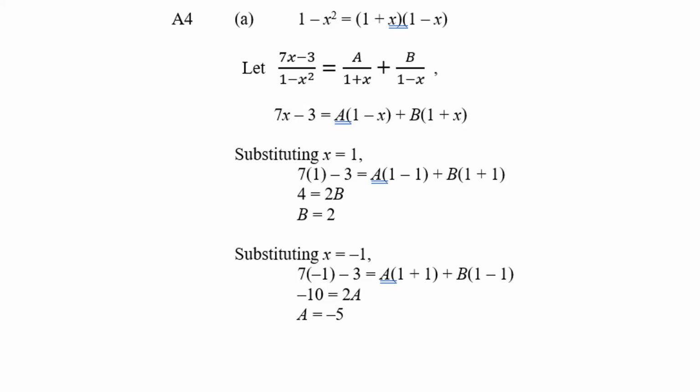Okay, so after you get a and b already, right, some people stop here very happy and move on to the next question. No, answer the question, partial fraction. So write out the full thing. The original fraction is equals to a over what plus b over what. Now you sub in the a and b. See the a got negative, right? Just put it outside. Okay, so that's all for question 4a.